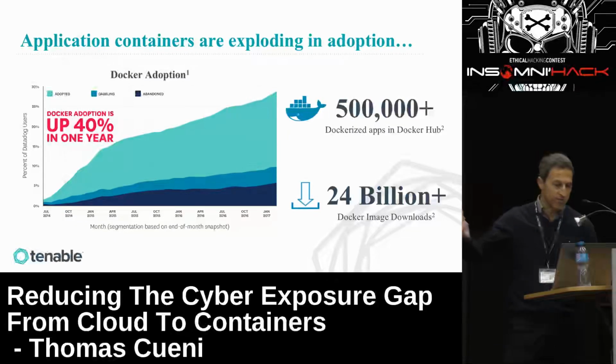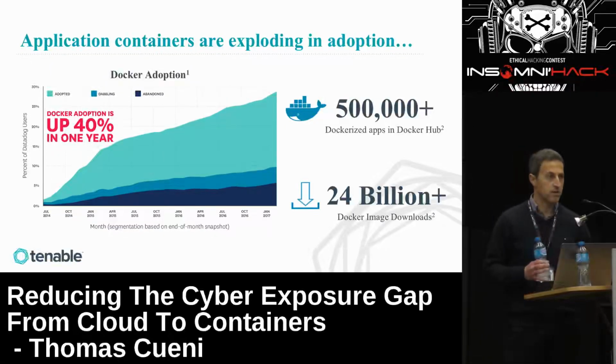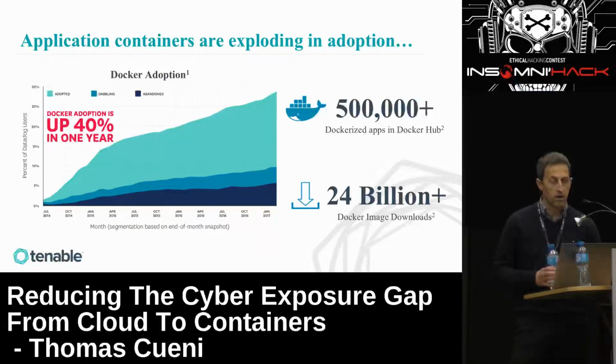So the adoption in the real world is also really, really high. As we speak today, there are 500,000 Dockerized apps available on the Docker Hub. The Docker Hub is one of the official repositories where Docker containers or images are available. And last year there were 24 billion Docker image downloads. So adoption is really, really high. Is all good? It looks very good, right?